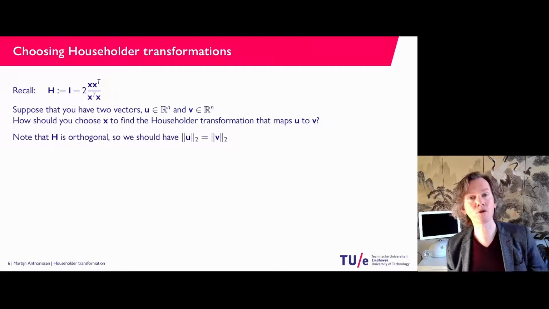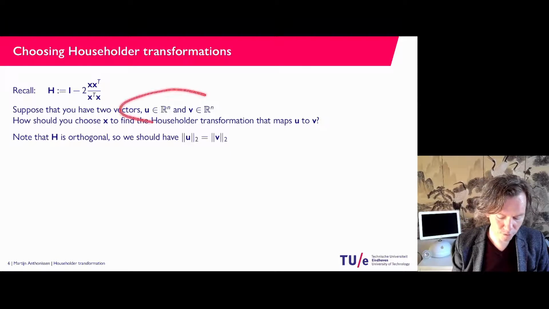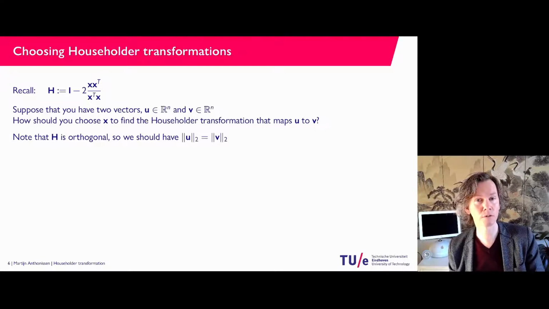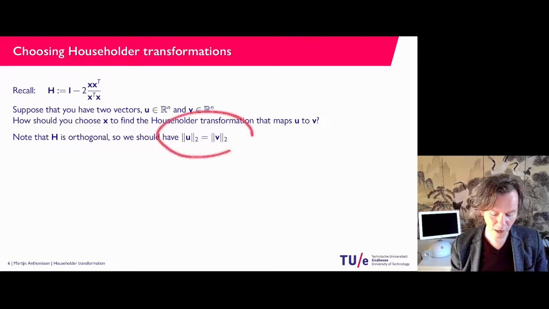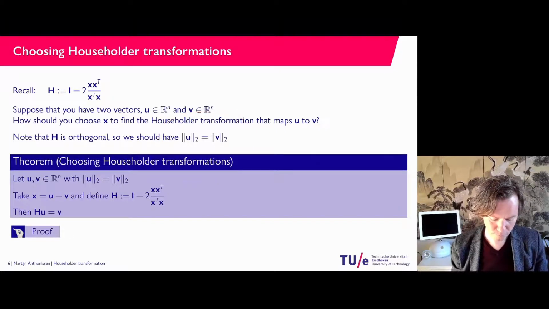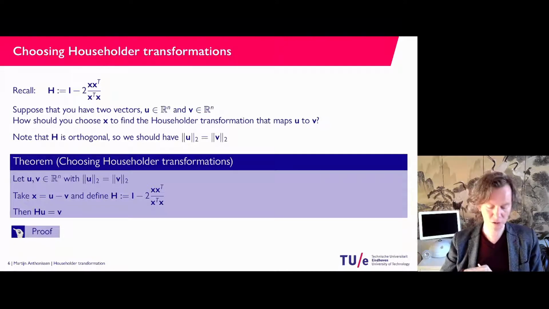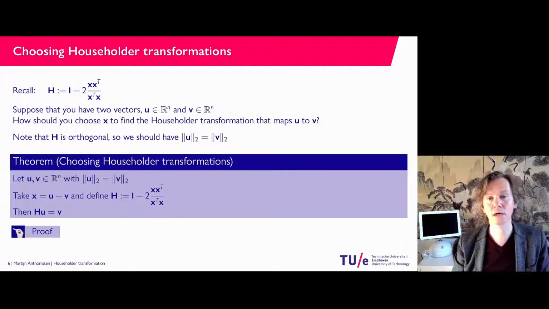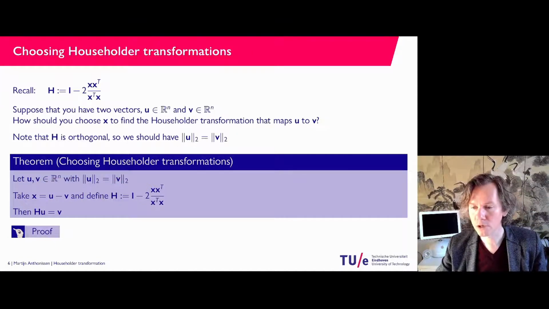There is one thing that you should take into mind. This u and v, you cannot choose them completely freely because H is going to be an orthogonal transformation. It preserves length. So I can only find such an H matrix if u and v have the same length. So here's a claim. The claim is that if you have such vectors with equal length, then you should pick u minus v and then the corresponding H matrix does what you would like it to do. So let's see how we can prove that, and I'm going to need a bit more space than I have here on this slide. So let me also add a slide here.